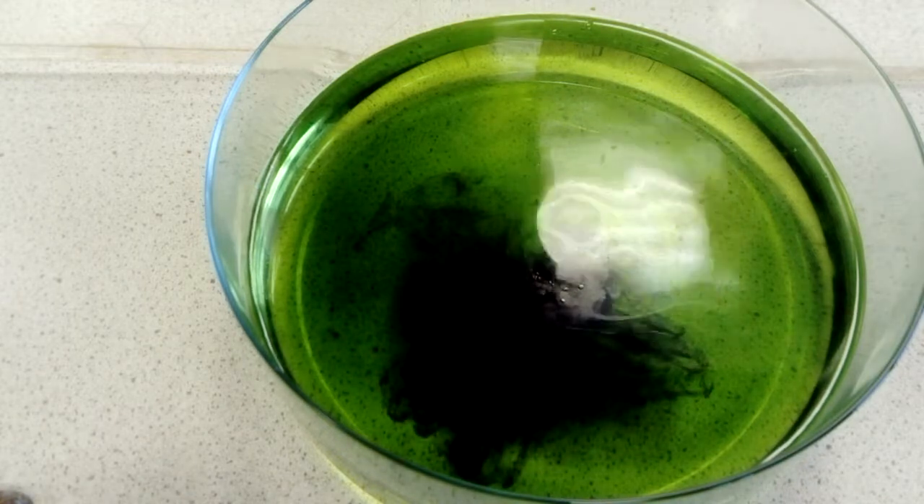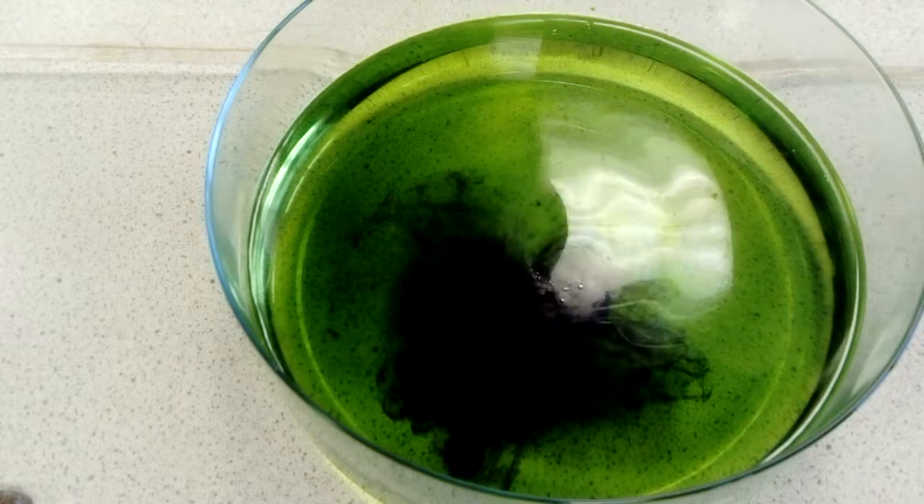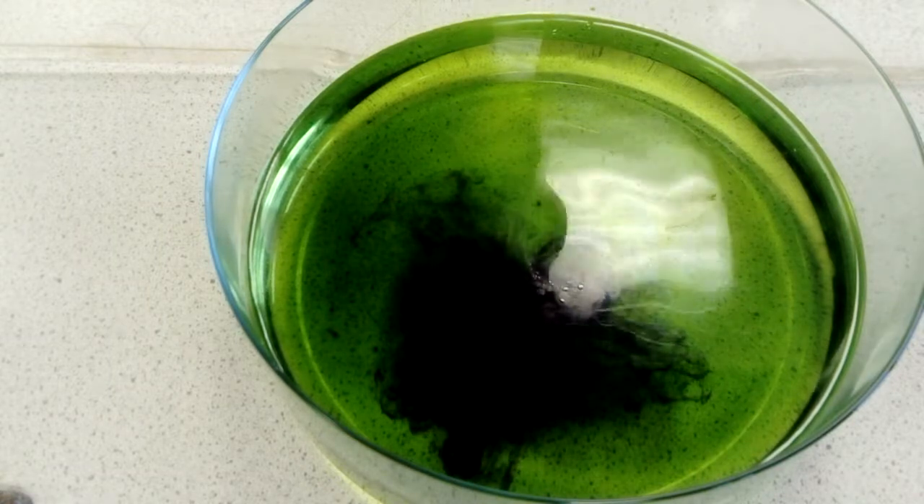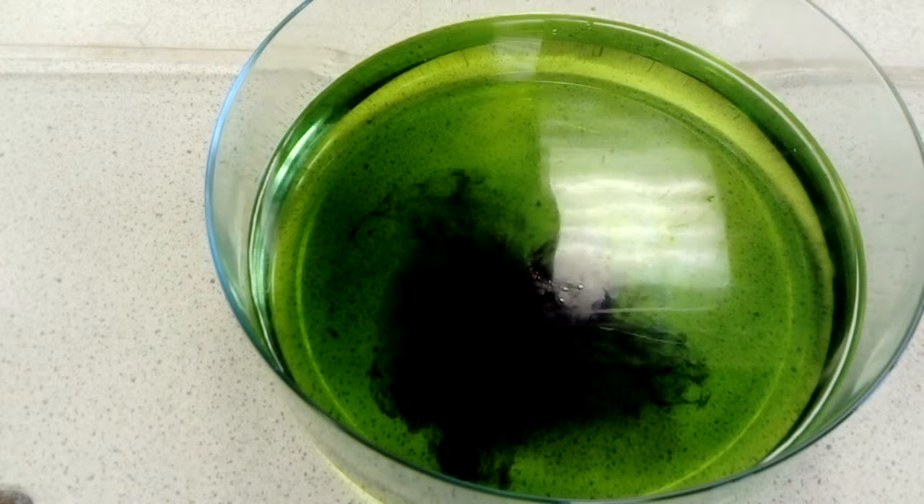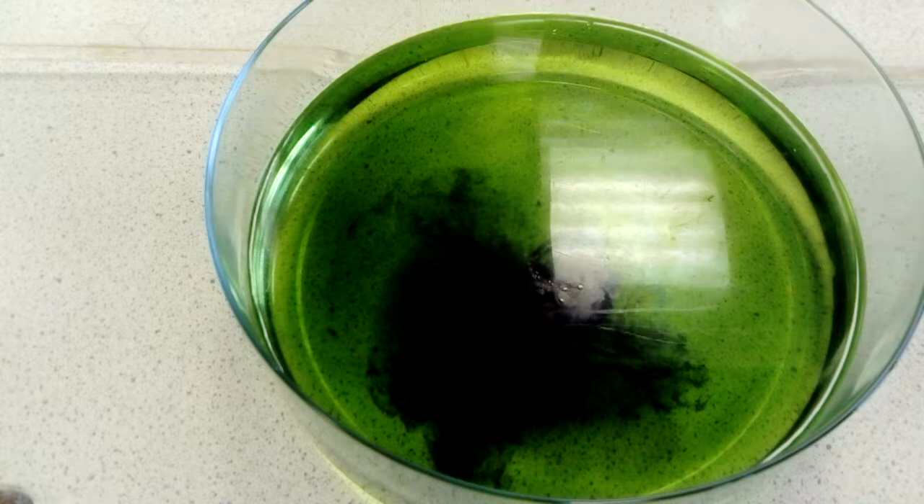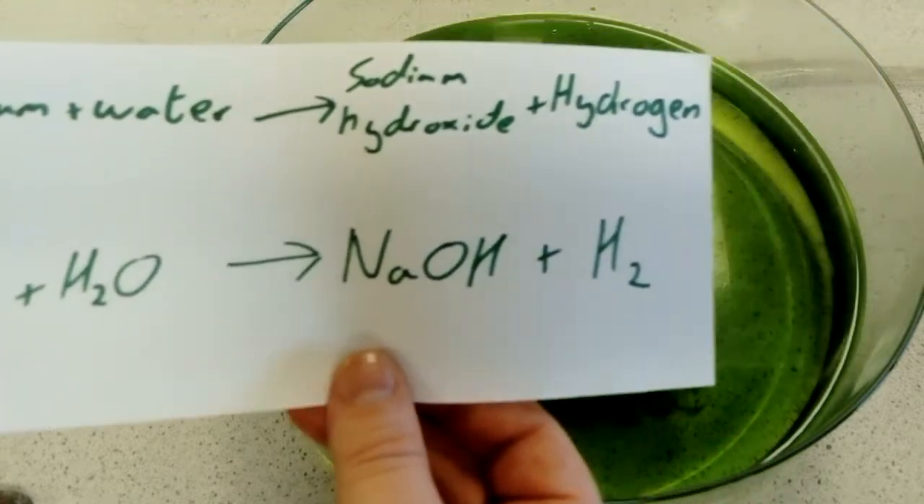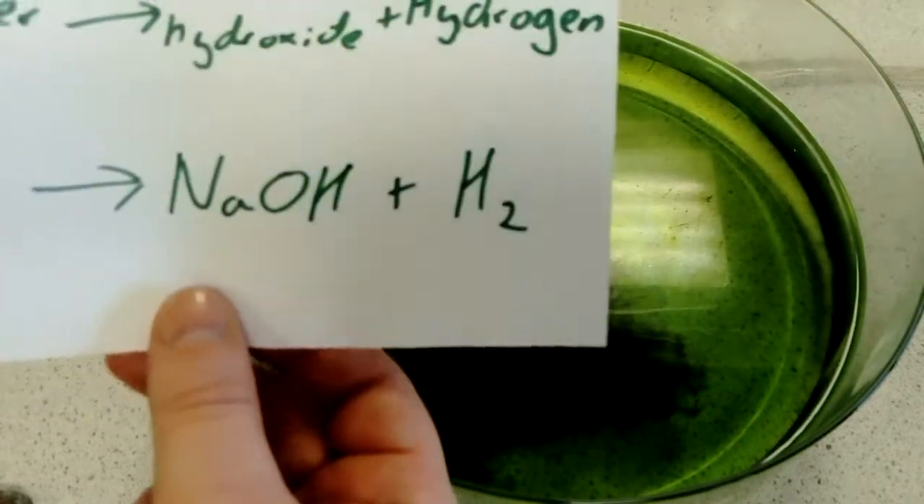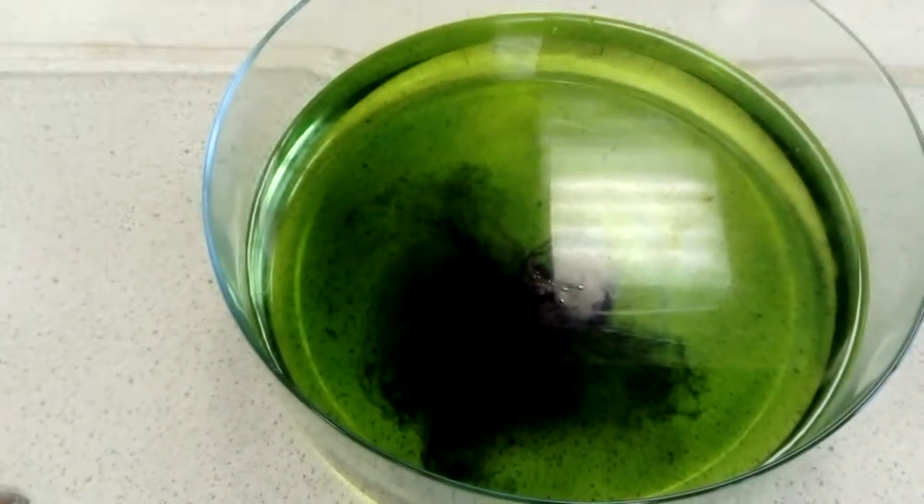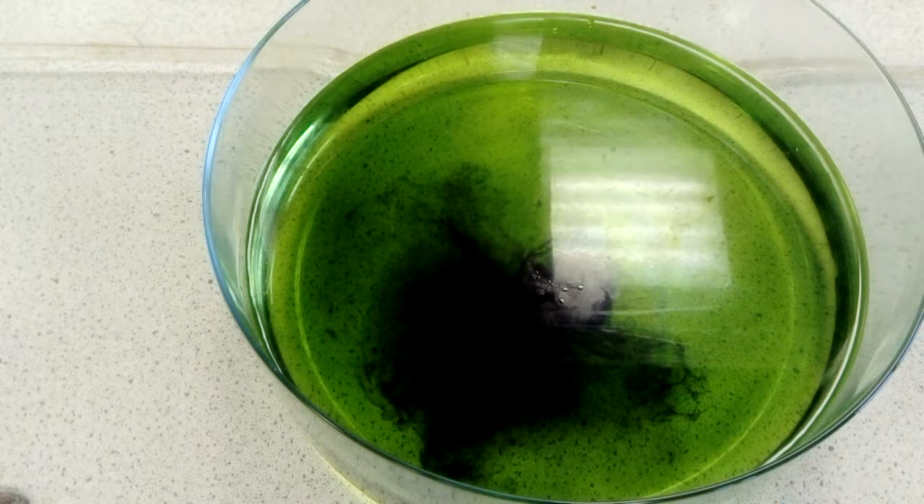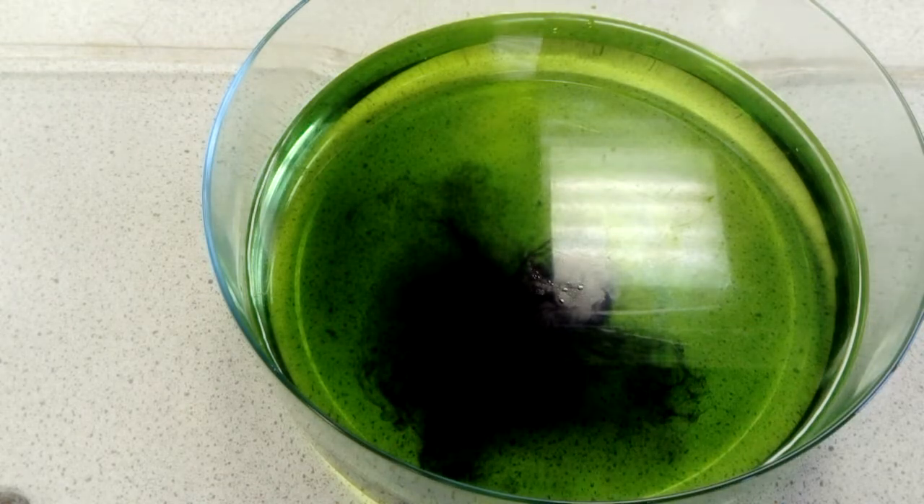So sodium should be more reactive than lithium because that outer shell of electrons should be further away from the positive nucleus, so the positive nucleus won't have as much of a hold on it. So the reaction that we should get is sodium plus water should form sodium hydroxide plus hydrogen. So that's our second reaction.